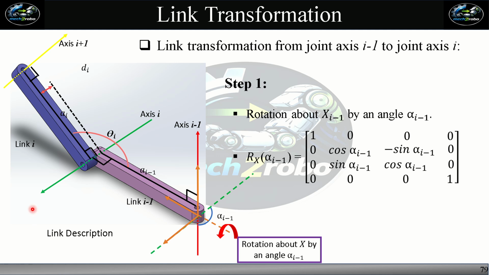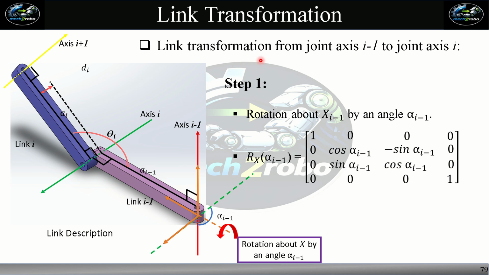In the previous video we discussed the DH parameters. In this video we will discuss the link transformations. We already discussed the link description, the four parameters: link length, link twist, link offset, and joint angle, and how to assign a frame to different links or joint axes.